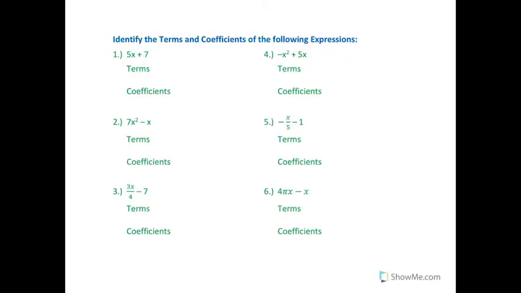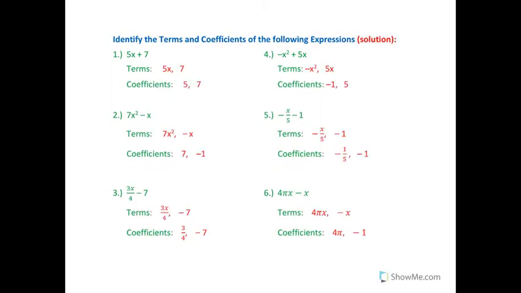On this next slide, I'd like you to put this on pause, copy down these problems, and see if you can name the terms and coefficients of each of these problems. On the next slide, I'll have the solutions. All right, 5x plus 7, 5x and 7 are terms. The coefficients are 5 and 7. For problem 2, 7x squared minus x, we have 7x squared as one term, negative x as another, and the coefficients are 7 and negative 1.